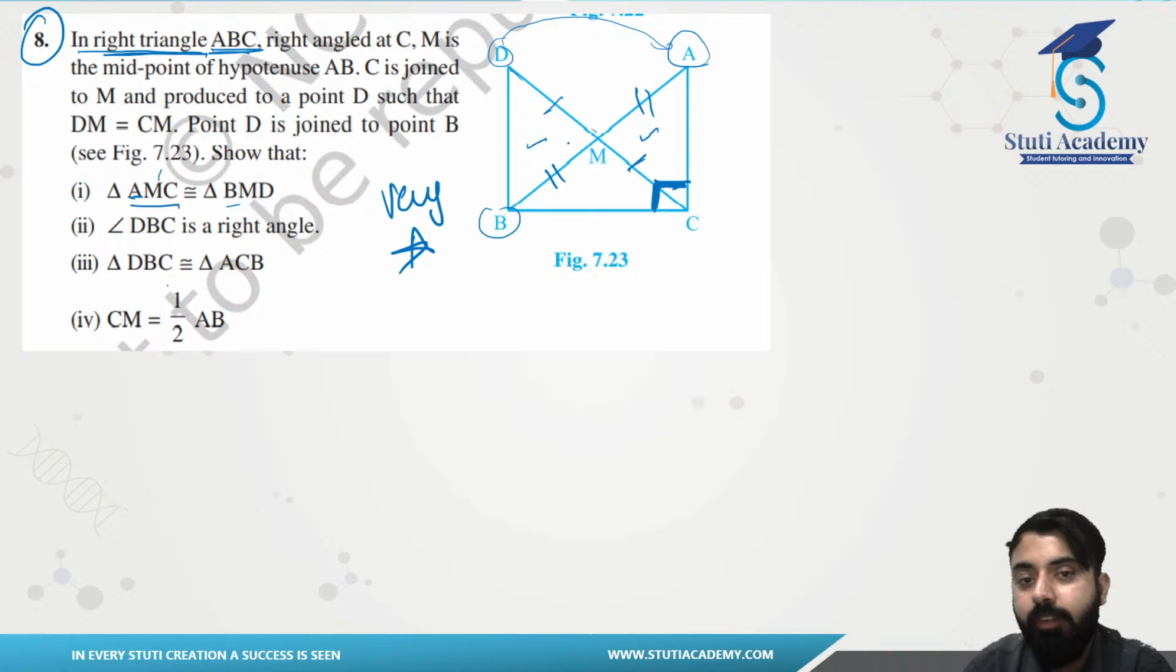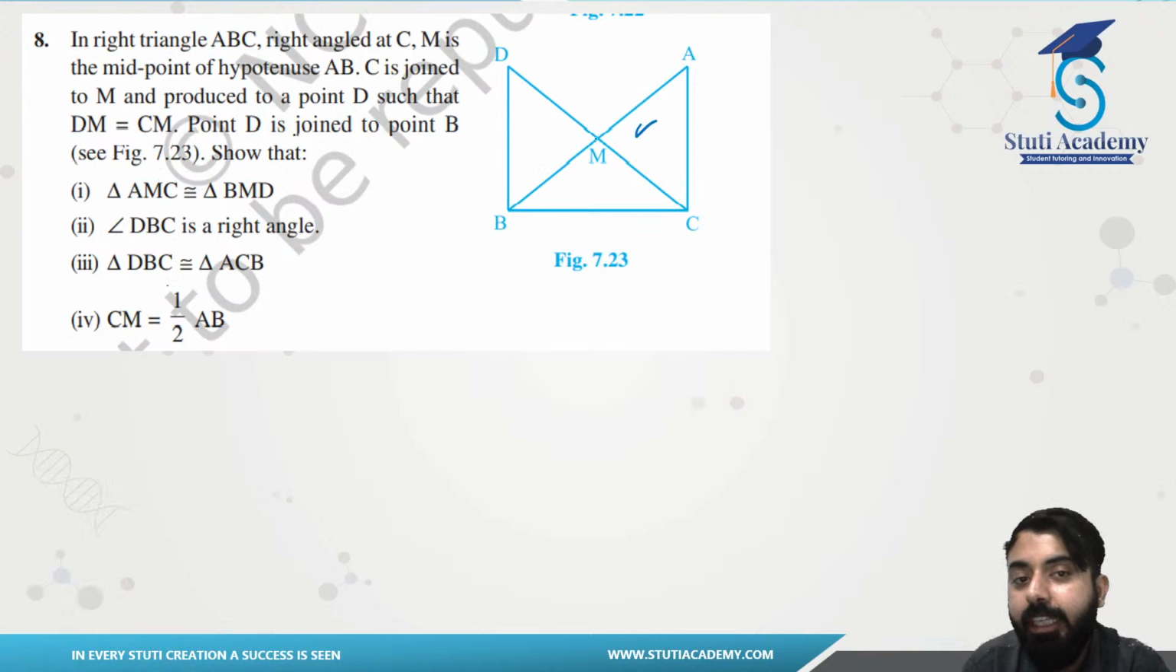Now for this, if I take these two triangles, we have to prove them congruent. Then we have to say angle DBC, that means this is 90. This has to be 90 again. Then we have to prove that triangle DBC, this complete triangle DBC, is congruent to triangle ACB. That means these two triangles are congruent, and CM is equal to half of AB. We have to prove that this CM is equal to half of AB. For this, we have to do what?